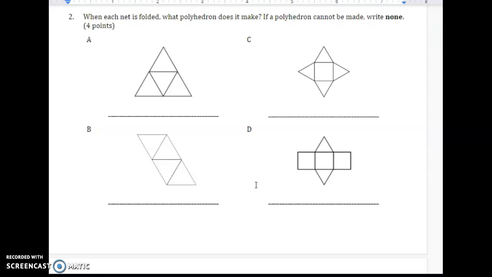Question 2. When each net is folded, what polyhedron does it make? If a polyhedron cannot be made, write none.